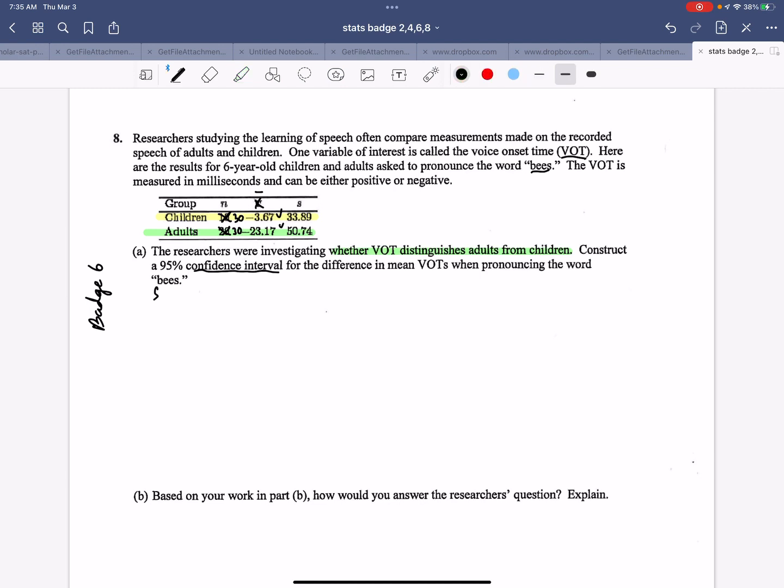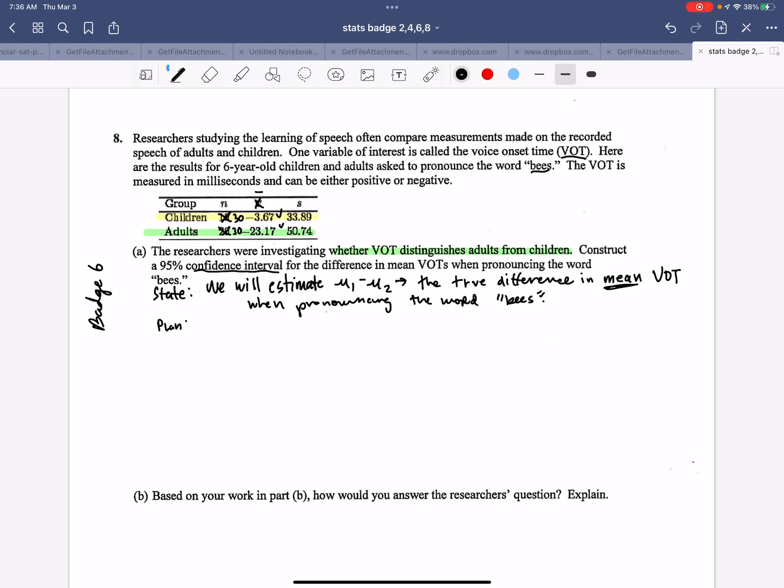So let's get to our state, right? Our state would be, we will estimate, because a confidence interval is an estimate, we will estimate mu1 minus mu2. So just like badge 5, we were estimating mu. Badge 6, we're just doing it with 2 groups, right? What is mu1 minus mu2? True difference in, and instead of the word proportion, I'm using the word mean. The difference in mean VOT when pronouncing the word bees, right?